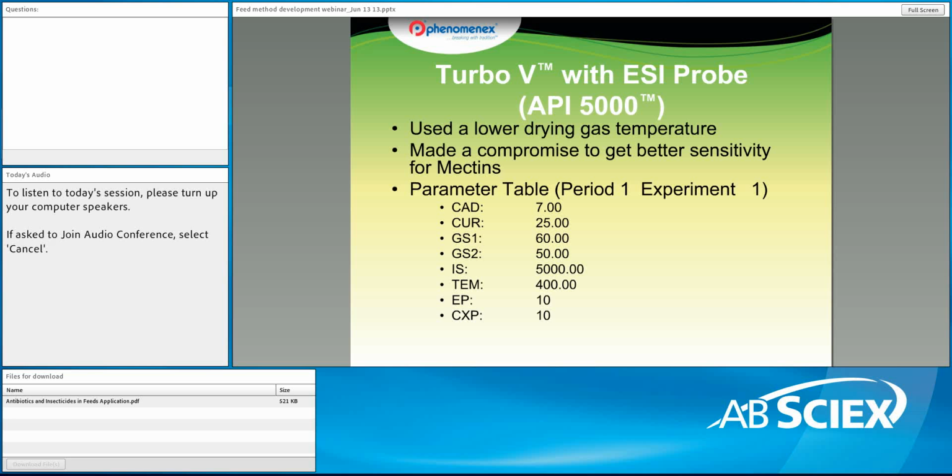So our conclusion was, yes, we're going to have to make some kind of compromise, but at least we can see all the analytes. And these are the conditions we ended up using on our API 5000. Gas 1 and gas 2 at 60 and 50, and temperature for gas 2 at 400 degrees Celsius.